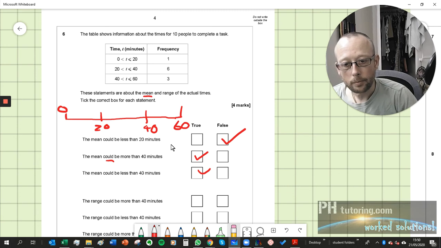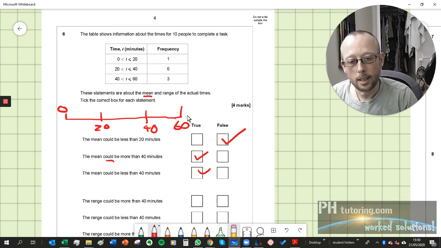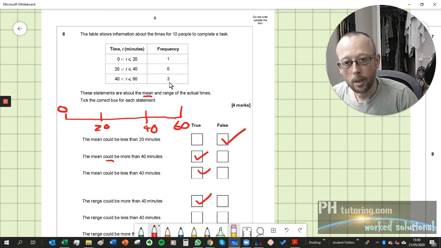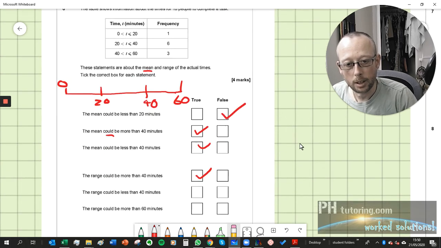Could the range be more than 40 minutes? The range is the difference between the lowest and the highest. Well, definitely, because this one up here could be as low as 1, or even 1 second, and any one of these could be as high as 60. That would give you a range of nearly 60, which gives us a clue about the final question you'll see in a moment.